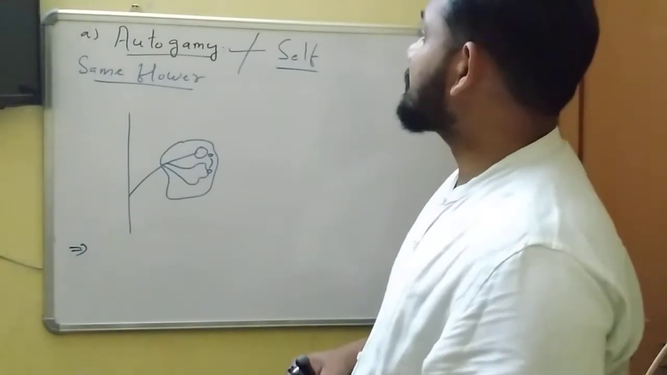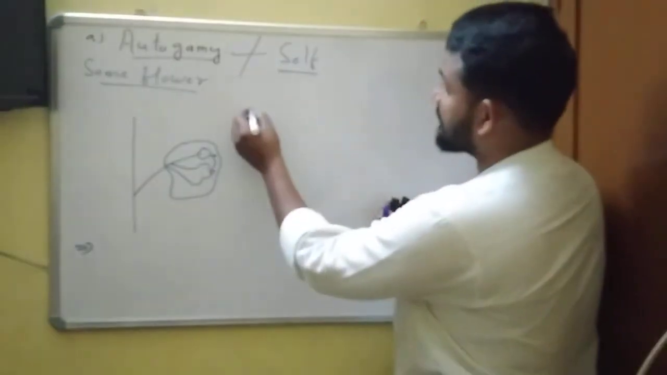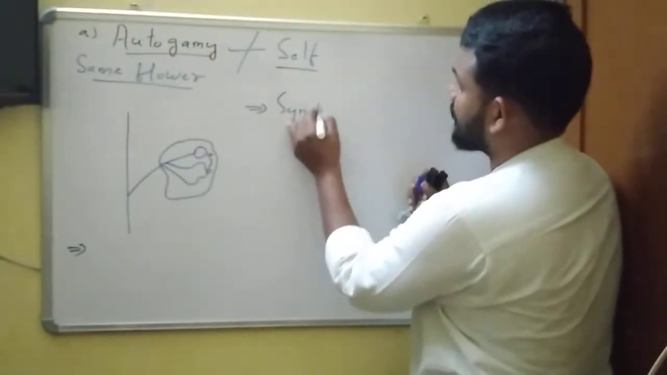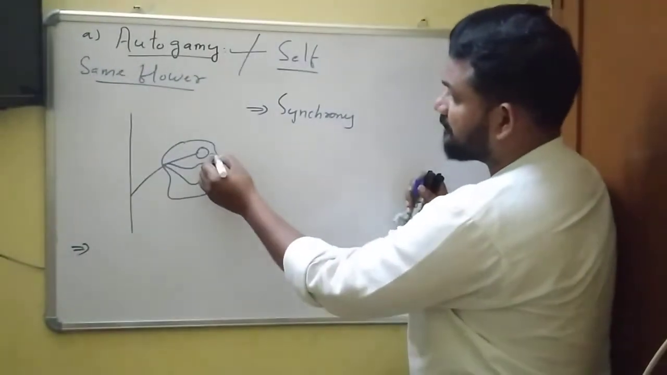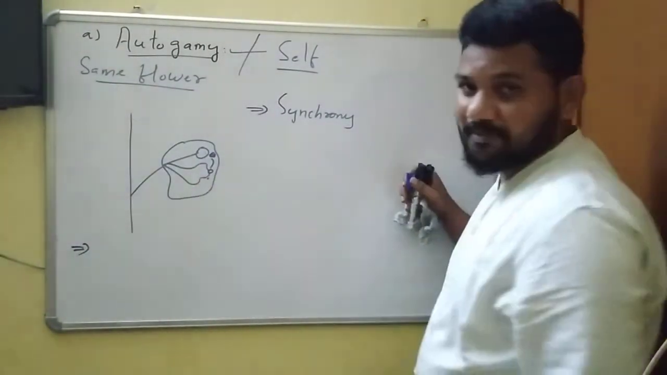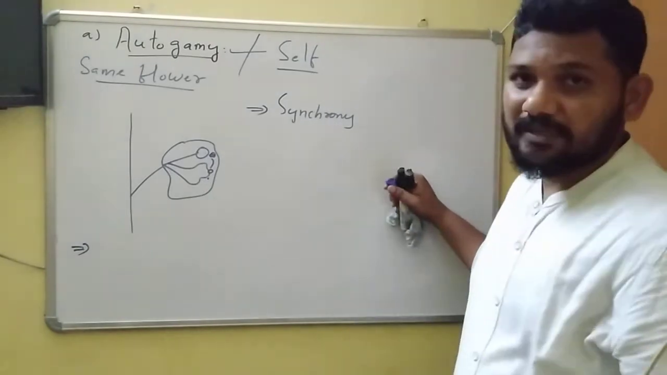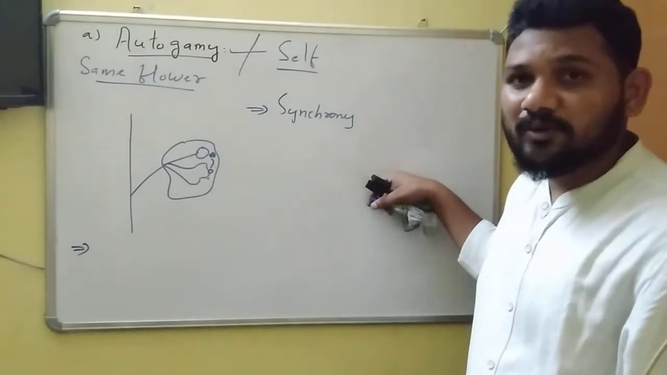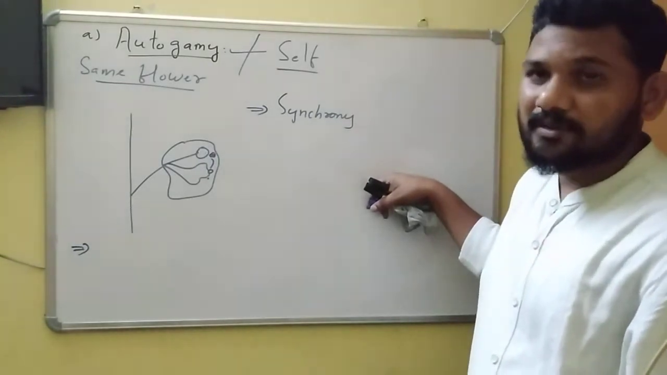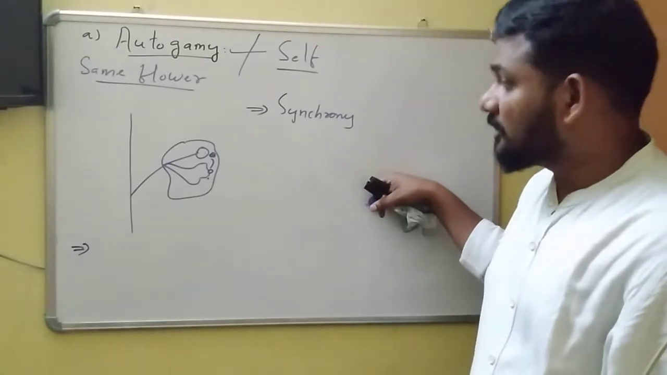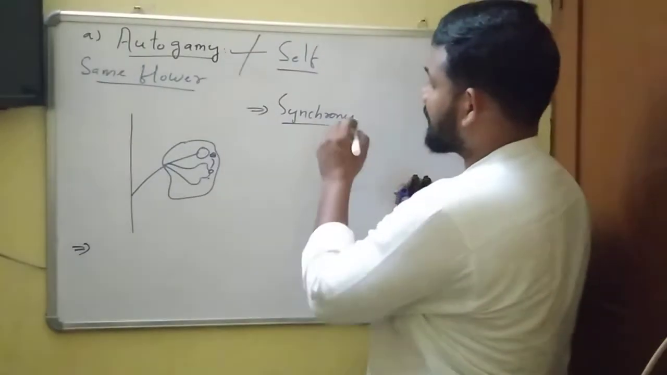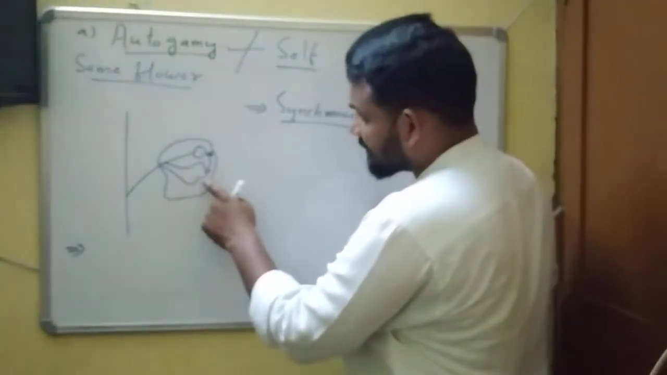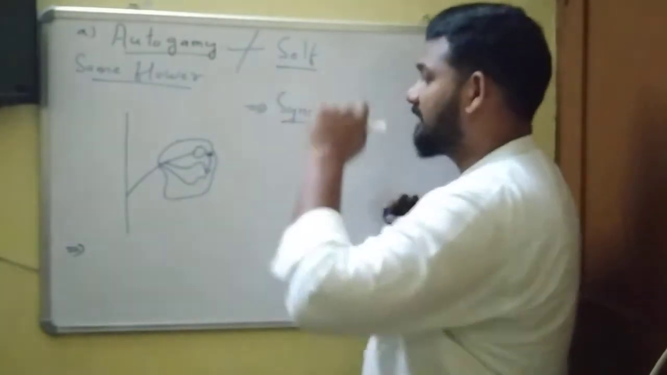So what are the conditions for autogamy or self-pollination? Autogamy requires synchrony between release of pollen and receptivity of stigma. Then it can be possible. Otherwise, even if it is a bisexual flower, they may perform xenogamy or cross pollination. So for autogamy, the synchronization between release of pollen and receptivity of stigma is very important.